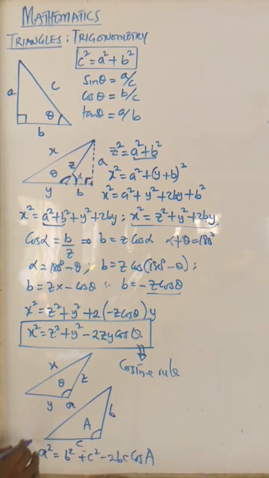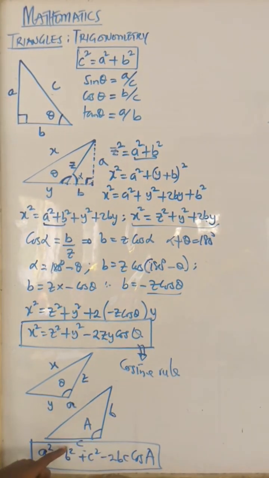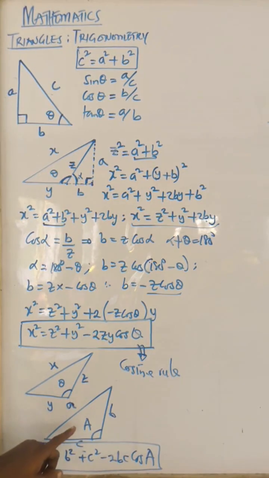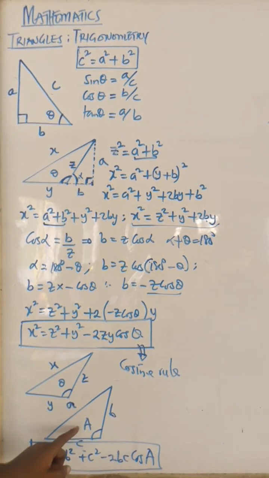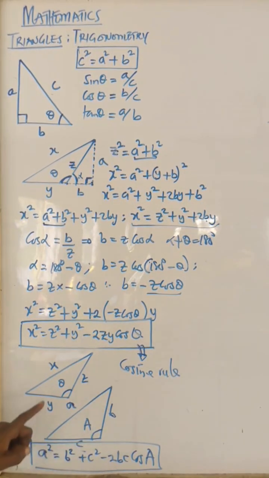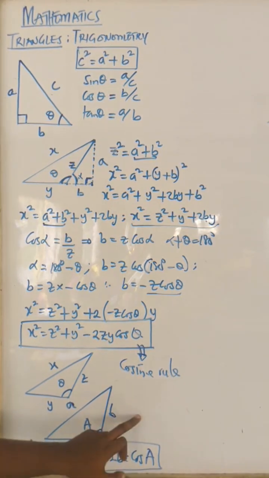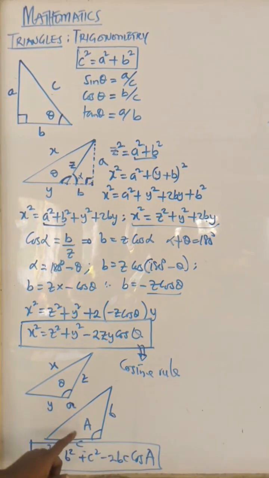Capital A. Cosine rule. So cosine rule is used whenever two sides are known and you want to get a third side, provided that the angle facing it is known. Or to get a particular angle in a triangle, if all the three sides are known. For example, if you want to know angle A, you need to know sides A, B, C. So we write this A first.